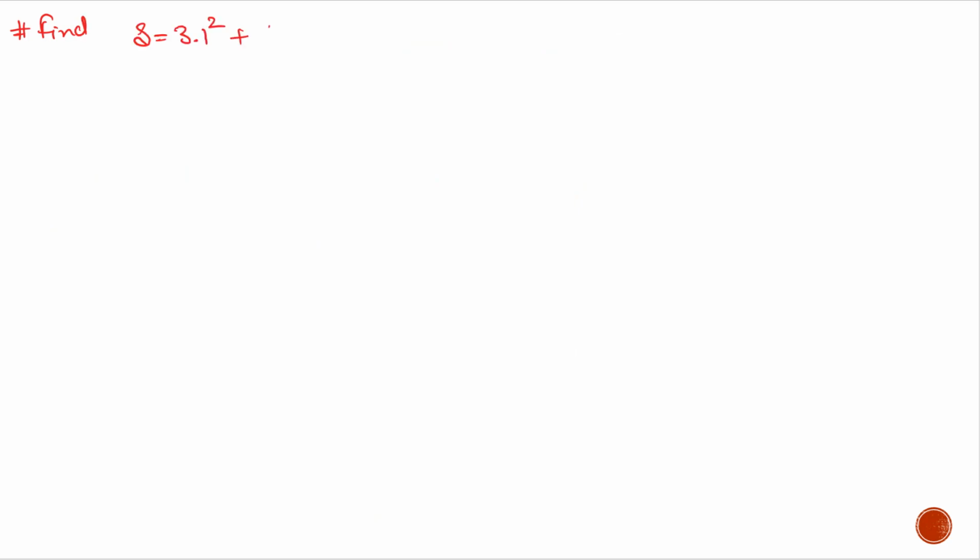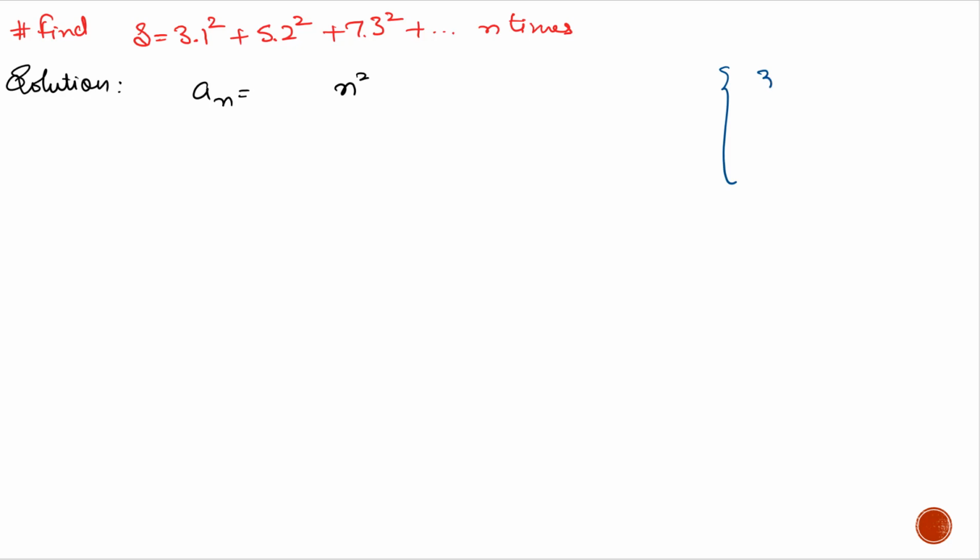Next example, find the sum of the series 3 into 1 square plus 5 into 2 square plus 7 into 3 square and so on n times. If we look closely at this series, in the nth term we have n square, because in the first term we have 1 square, in the second term we have 2 square, in the third term we have 3 square. And before that we have 3, 5, 7 and so on, which is an AP.